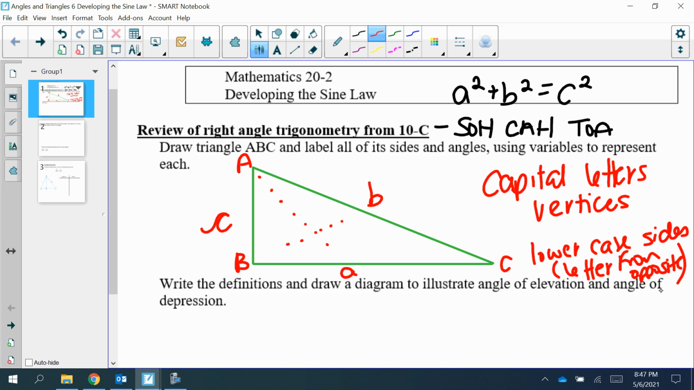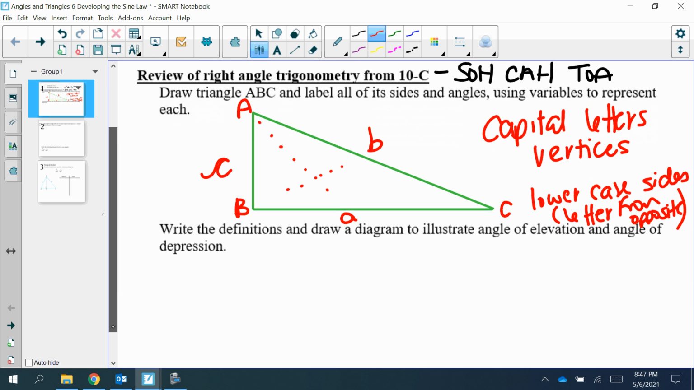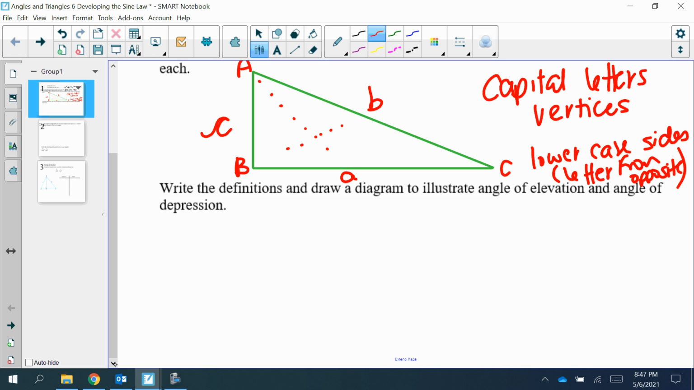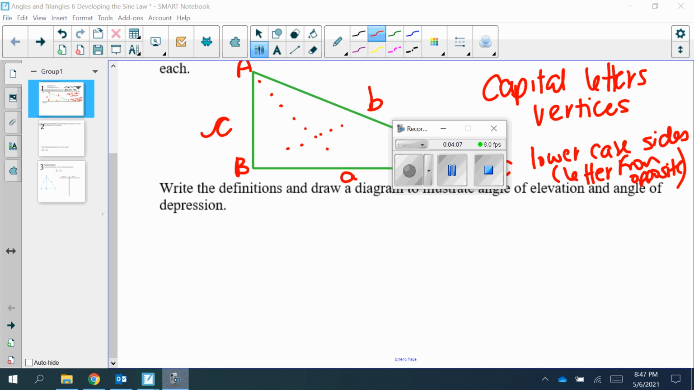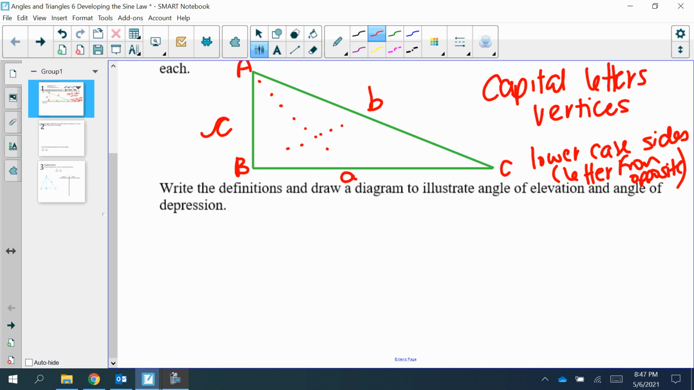So write the definitions and draw a diagram to illustrate the angle of elevation and the angle of depression. So these are terms again that you would have seen. So our definitions, actually, you know what I might do? Just give me a second.